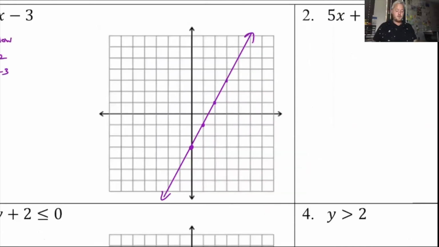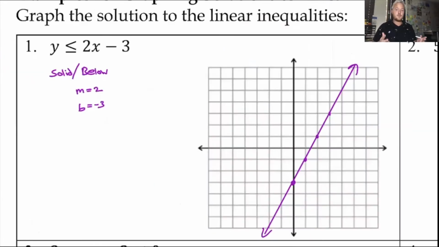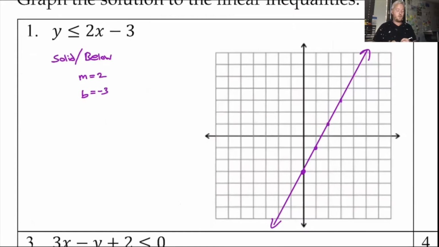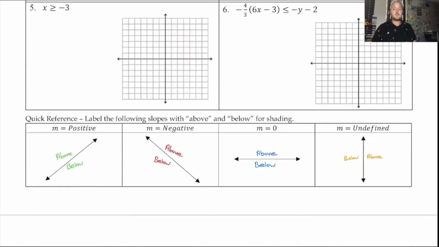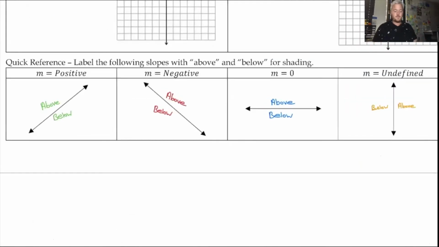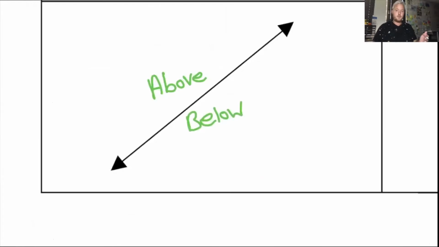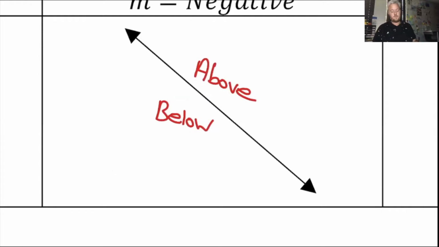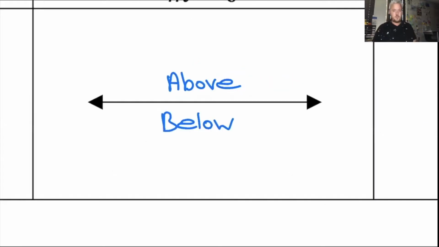Kind of. All right, so now what I mean by shading, now you actually want to shade a side of that equation. So to determine if it's above or below, you can also use this quick reference chart that I have made. So you want to look to see what kind of slope you have. So if you have a positive slope, this will help you determine above and below. If you have a negative slope, above and below. If you have zero slope, above and below. Hopefully this one should be pretty straightforward.